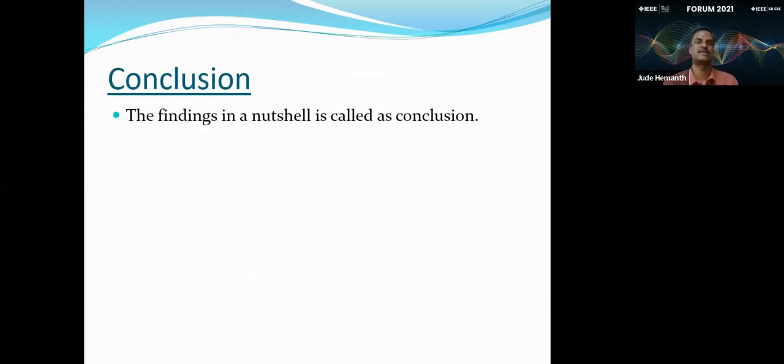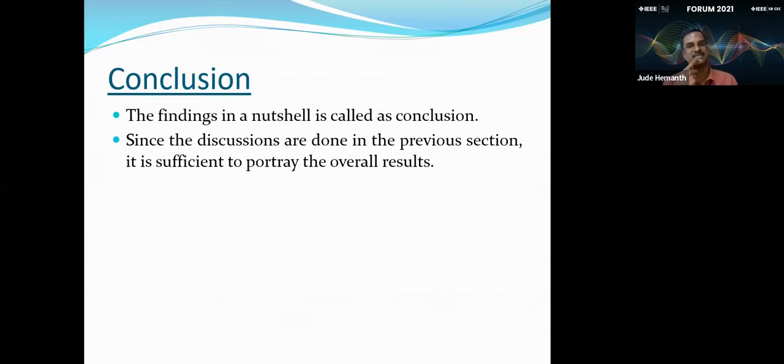Now, the next section is conclusion. The findings in a nutshell is called as conclusion. Since the discussions are done in the previous section, it is sufficient to portray the overall results. Okay, finally, what happens? This much improvement, or this is the 1 or 2 lines you can write. These 2 lines are the one which you would have repeated in the abstract section, last 2 lines, the highlights. That you can give, but maybe you can give in a different way. Instead of saying 90% increase, you can say a speed up of 0.9 is achieved.